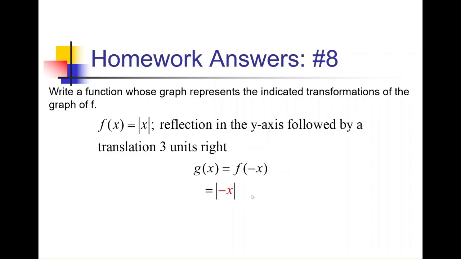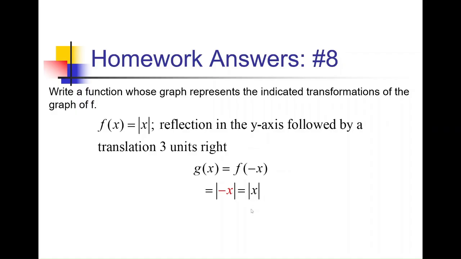Now I could simplify this a little bit further if I wanted to. Since it's the absolute value, negative x and x inside there are going to give me the same thing, so I could just rewrite this by losing that negative and calling this absolute value of x, which is going to make my next step a little simpler.